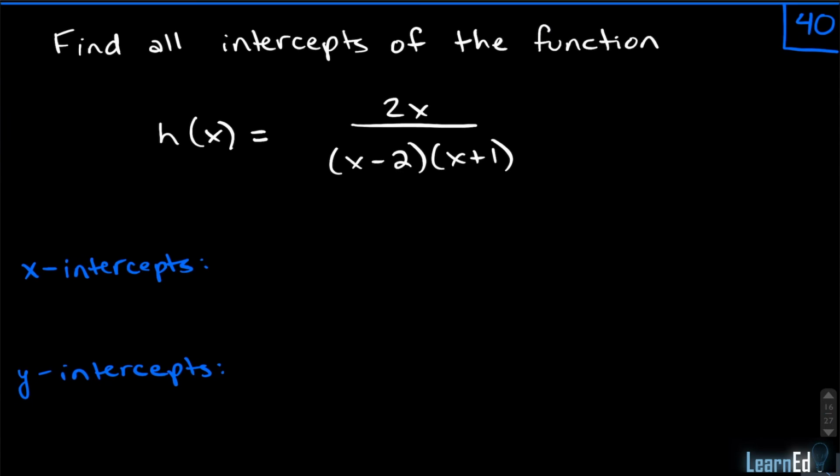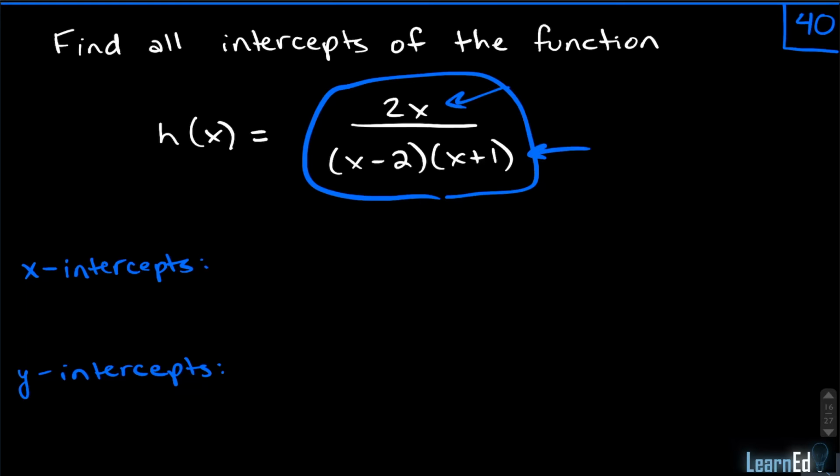Moving on to problem 40, we want to find all the intercepts of the function h of x equals 2x over (x minus 2)(x plus 1). This is, again, a rational function. We have a polynomial on the top, and if you expand this on the bottom, you get another polynomial. So this is a rational function.